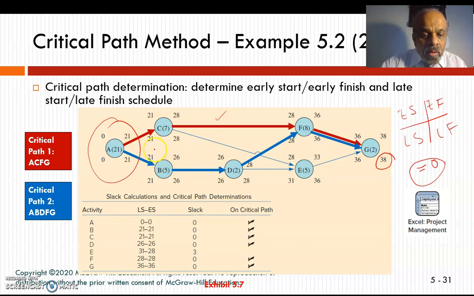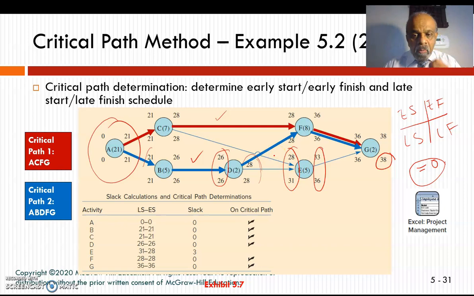If I take 26 minus 26 and 28 minus 28, this is good too. When I come here, this is where the problem comes. There is a difference between these two, a difference between late start and early start, which is 31 minus 28 is 3, and 36 minus 33 is 3. So this is absolutely not in the critical path.